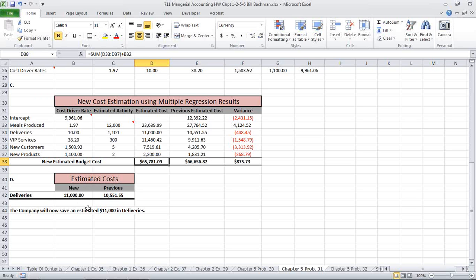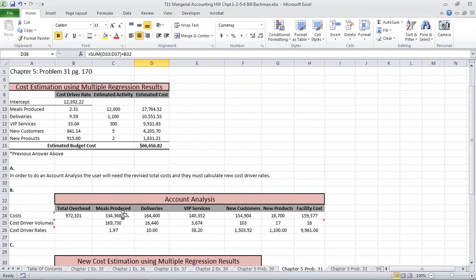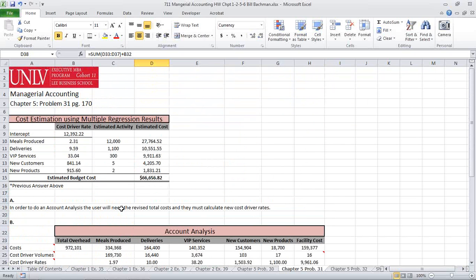The last question talks about our deliveries as it did in the previous one and what the differences in terms of estimated cost would be. Previously, we would have $10,551, where in the new version we'll have $11,000. So that should be completed. That should complete this problem for A, B, and C on chapter 31, page 170, problem 31.